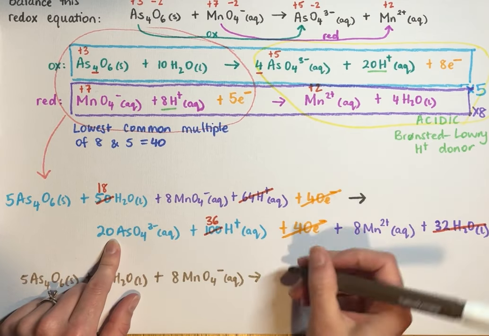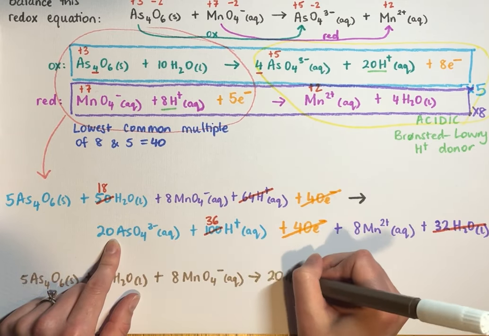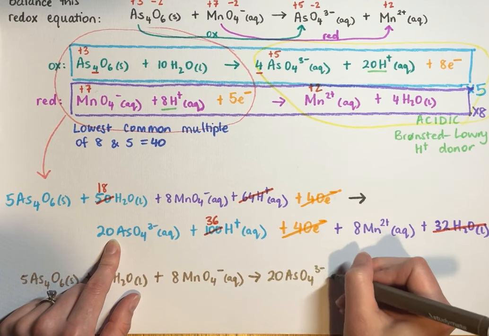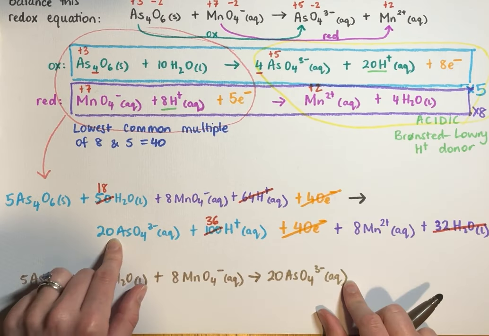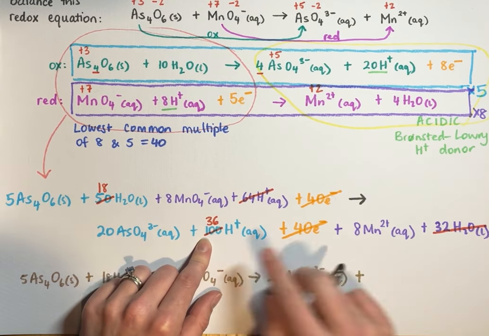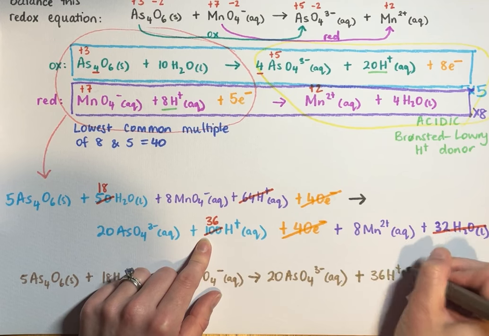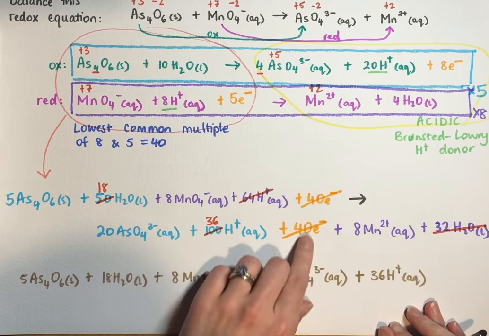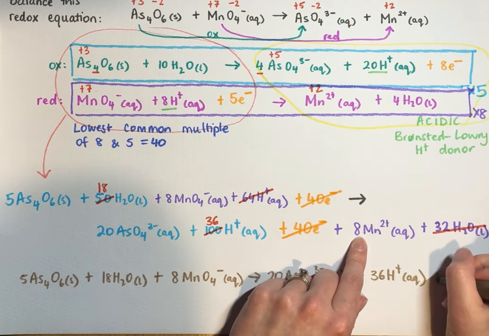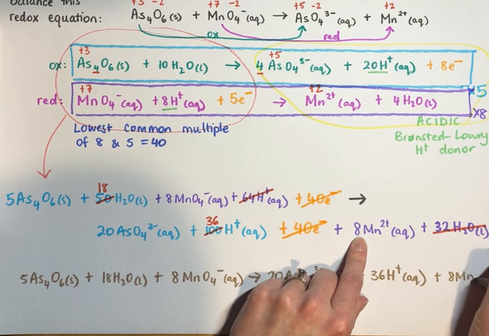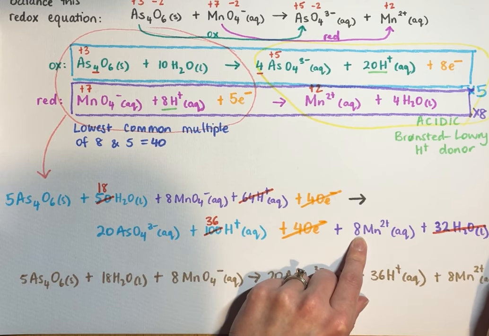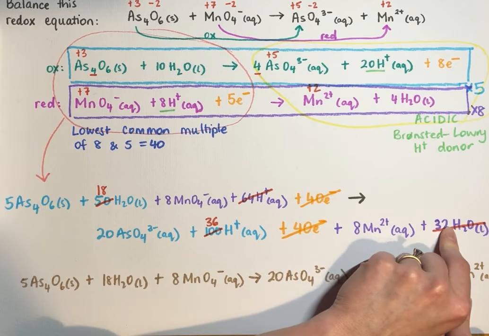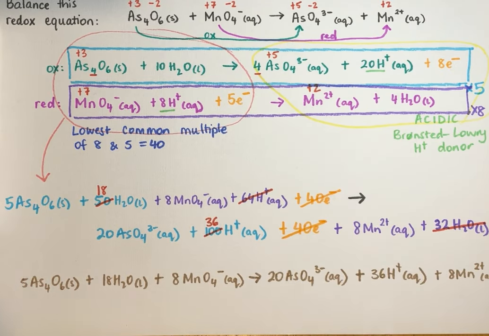Here we go, our arsenate ion. We have a whopping 20 of those. You don't usually get one quite this large in an exam. 36 hydrogen ions. If you do this one, you can probably do them all. Ignore the electrons now, they're dealt with. And now 8, and isn't that lucky? I've just got room. Our manganese ions, and of course our 32 water was cancelled out with this one.